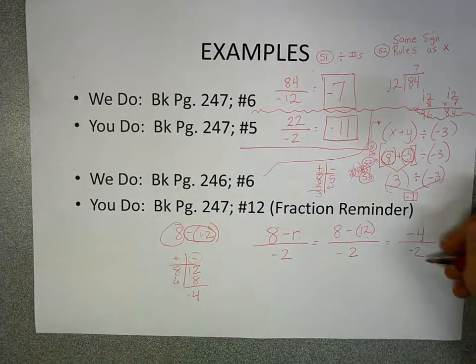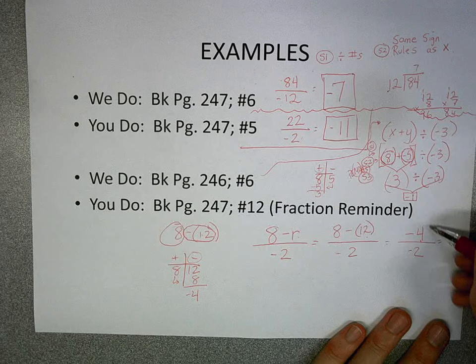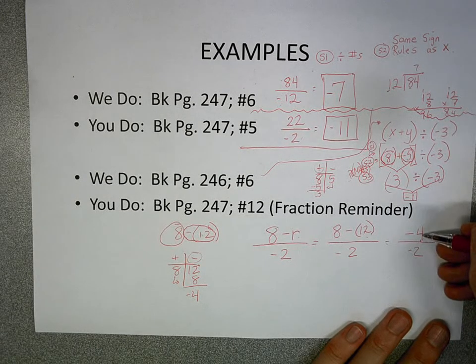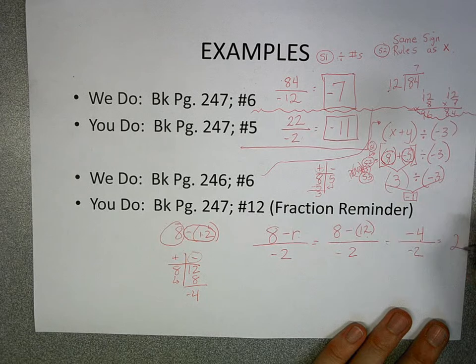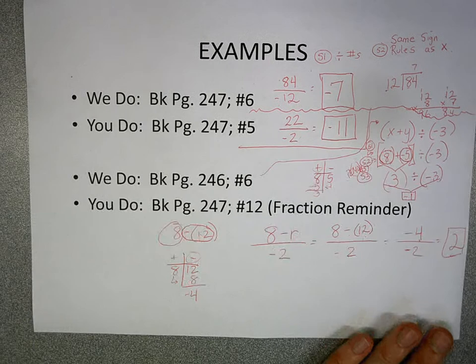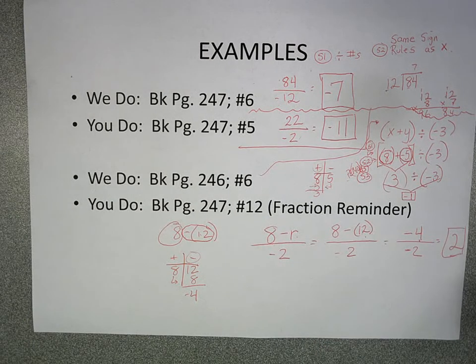And now, remember what I said earlier, I can go ahead and divide. So I ignore the signs. This is division. I ignore the signs. 4 divided by 2 is 2. And I have a negative divided by negative. They're the same sign, so our answer is a positive 2. Positive 2. All right? So that is our lesson on division of integers.